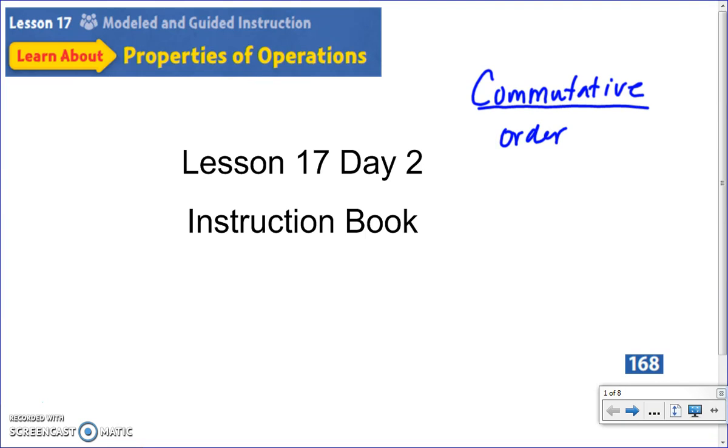So when you're switching the order of the expression, you're switching term values in different orders, that's called the commutative property of addition. Later, we're going to learn about the commutative property of multiplication, which also says that, just like addition, you can switch around the order of multiplication and still have the same outcome.